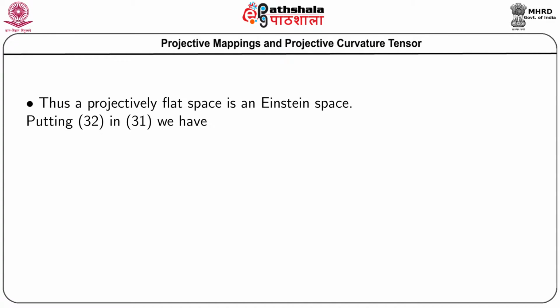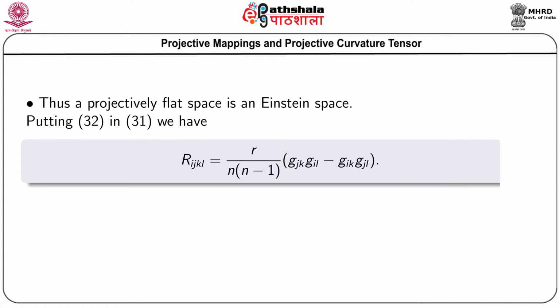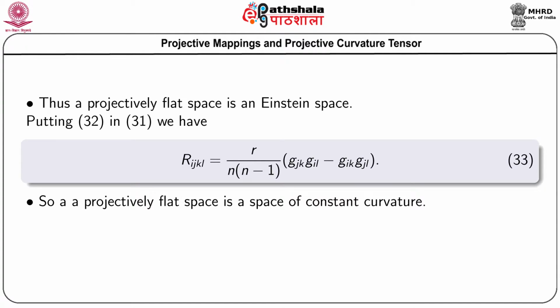Now, putting the value of 32 in 31, we have R_{ijkl} equals R by n(n-1) (g_{jk} g_{il} minus g_{ik} g_{jl}). So, a projectively flat space is also a space of constant curvature.